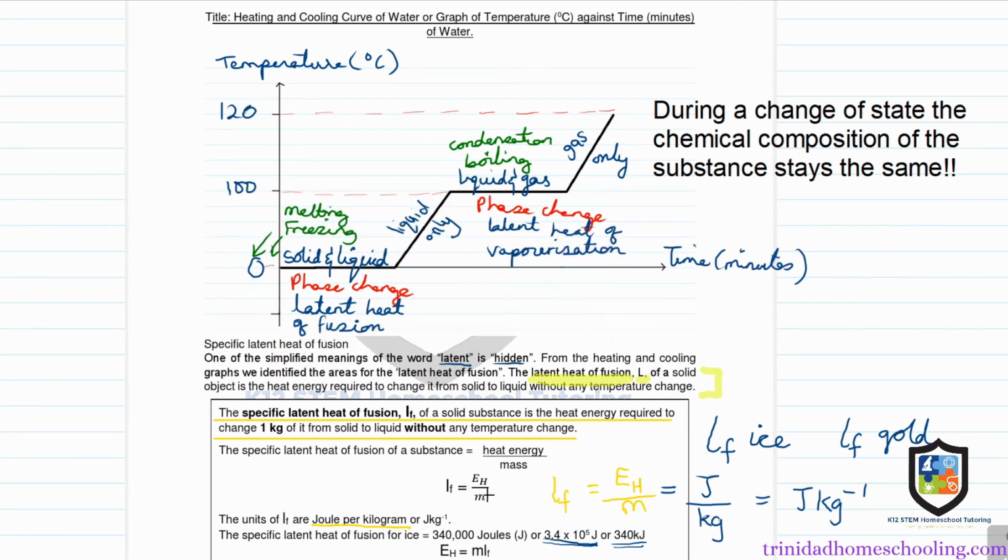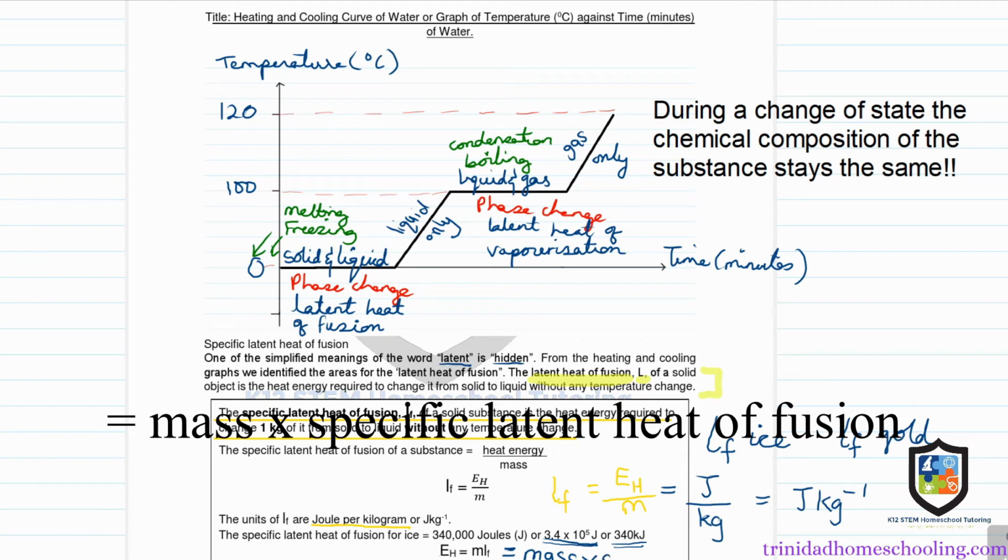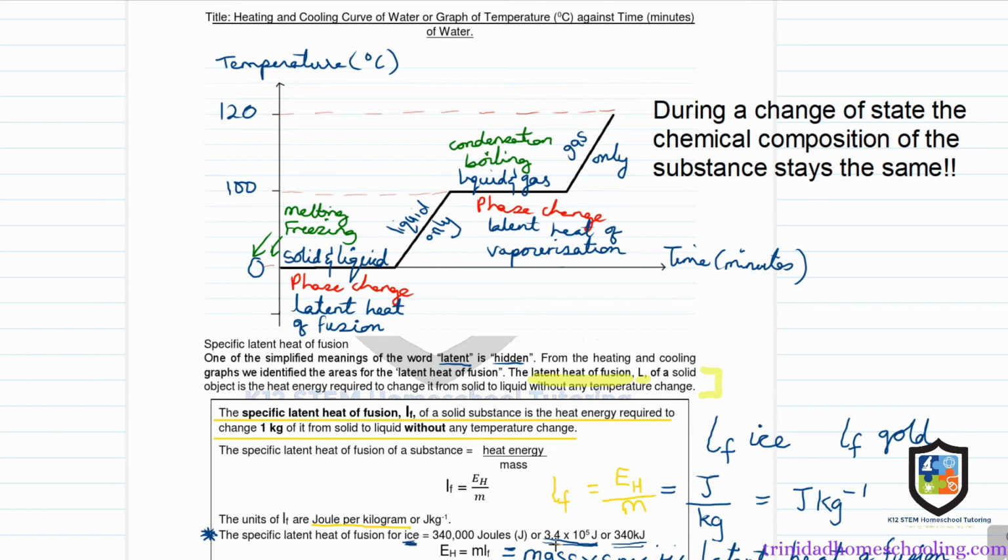Okay, now if we rearrange this formula and we wanted to find the heat energy instead, we would take the heat energy. So this here is heat energy is equal to mass multiplied by L subscript F, the specific latent heat of fusion. Now this value here, you are not required to learn off. If you are given a calculation question, they will give you this value. So let's take a look at some examples using these formulas.